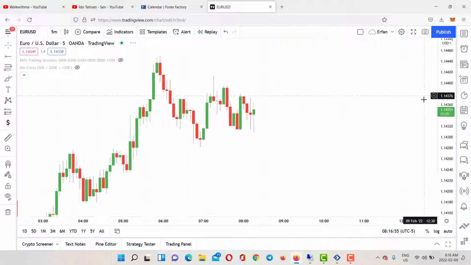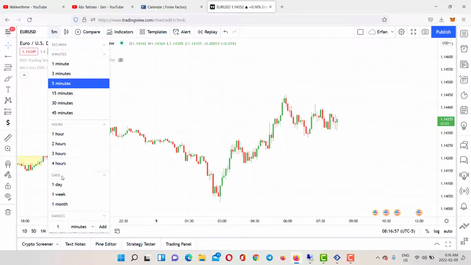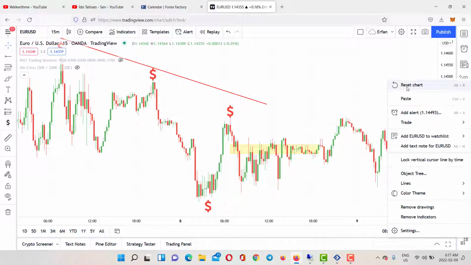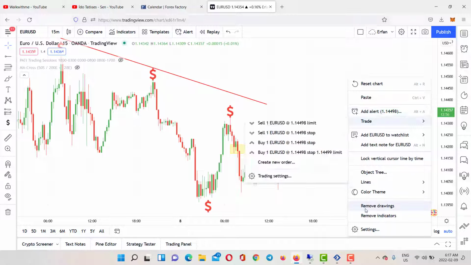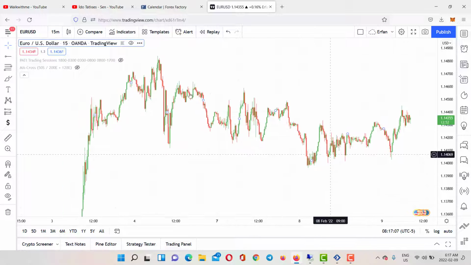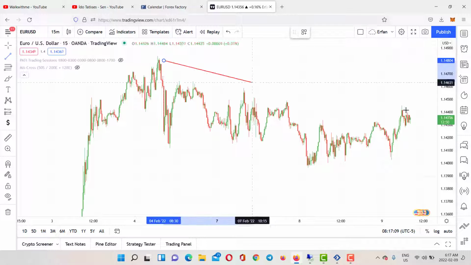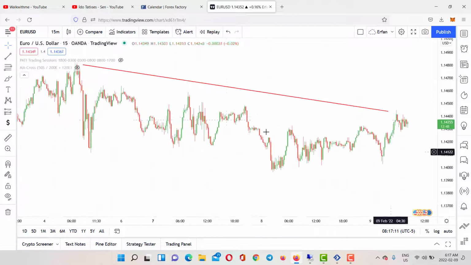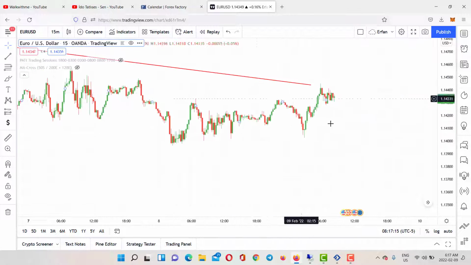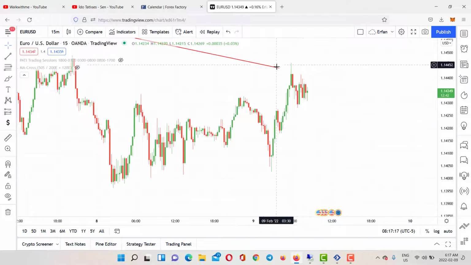I want to go to EURUSD. EURUSD is probably the same thing as GBPUSD. They're almost the same. Liquidity is, but the thing is that for EURUSD we have a bearish trend. It's kind of a bearish trend, and you can clearly see the lower lows and lower highs. So it makes it a bearish trend.